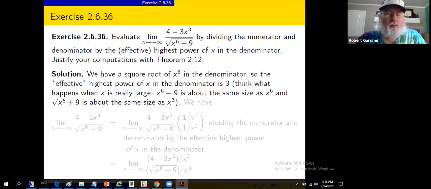So this is informal, but this is how you need to think of it. x to the 6 plus 9 is about the same size as x to the 6. You take the square root of it, that's going to be about the same size as x cubed.